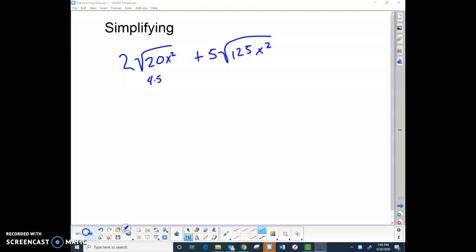And the square root of 4 is 2, so I can pull a 2 out, and I'm left with the square root of 5 on the inside. The square root of x squared is x, so over here I've got 4x times the square root of 5.